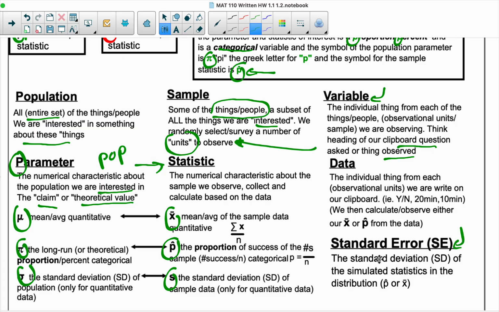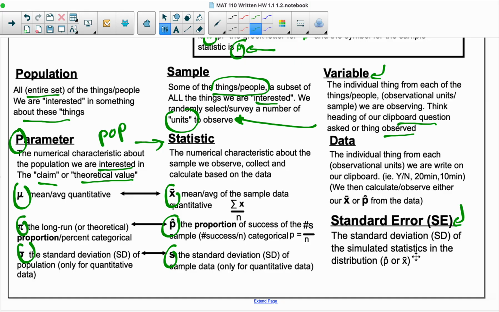A lot of times students get confused with the standard error. We'll talk more about this when we create sampling distributions, and standard deviation and standard error just tell us how far the data is from the center. So when we're talking about standard error, when we create a distribution of statistics, we're talking about the standard deviation of the distribution. Okay? Standard deviation, if we collected a population, we have the standard deviation of the population versus the standard deviation of the distribution that we create.